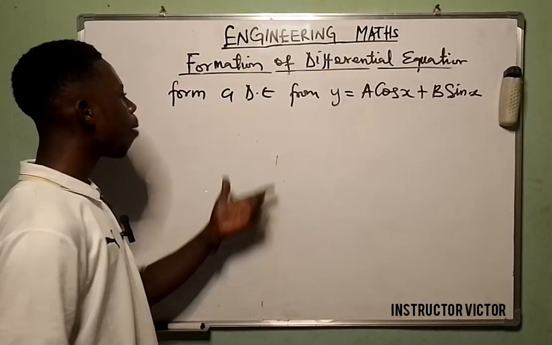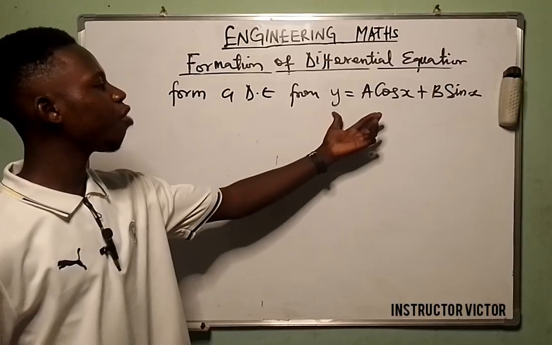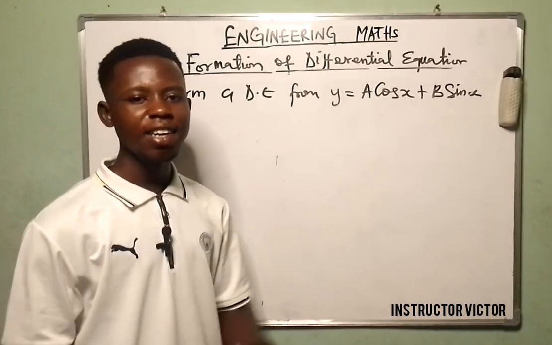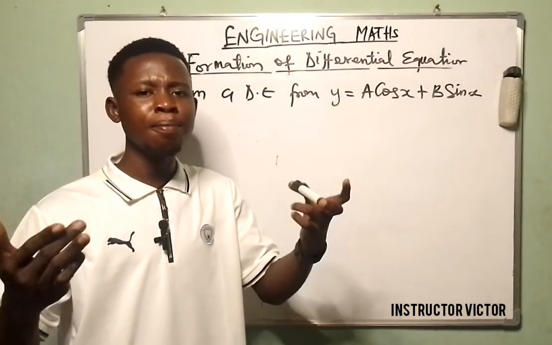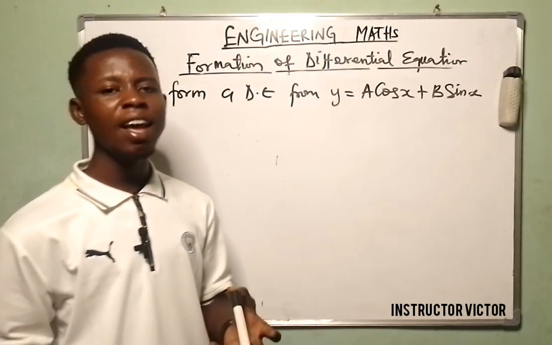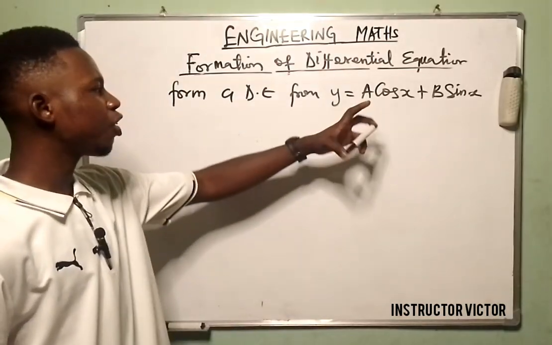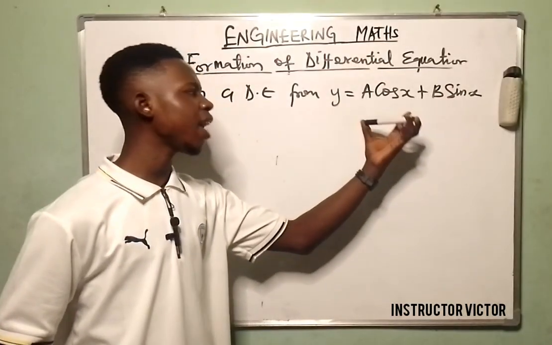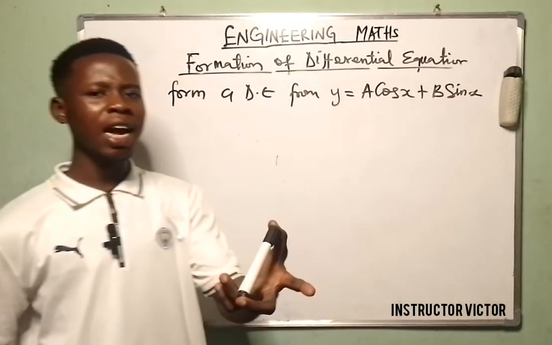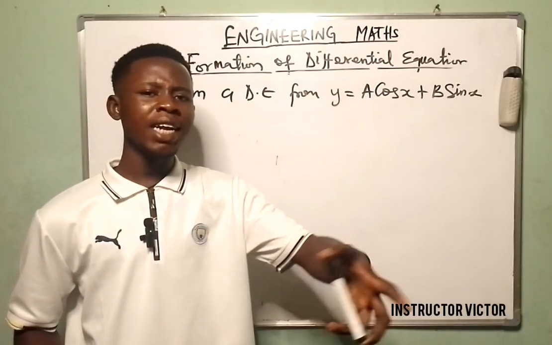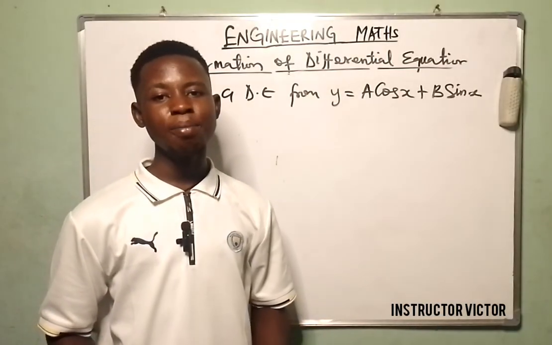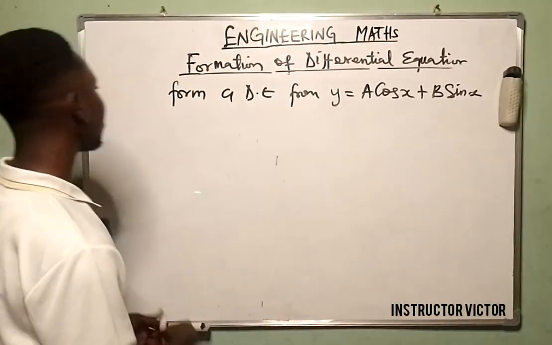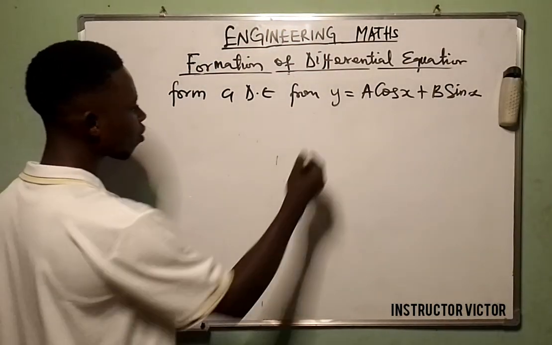Now we have another formation of a differential equation to do. We are asked to form a differential equation from the function y equals a cos x plus b sine x. This is one of the simplest equations we are going to encounter in this video, because it uses trigonometric terms such as cos x and sine x. But whenever we are given a function that involves an exponential function, that one is a bit more complex. I'm sure you experienced that in our former video. Now let's look at how we can solve it.